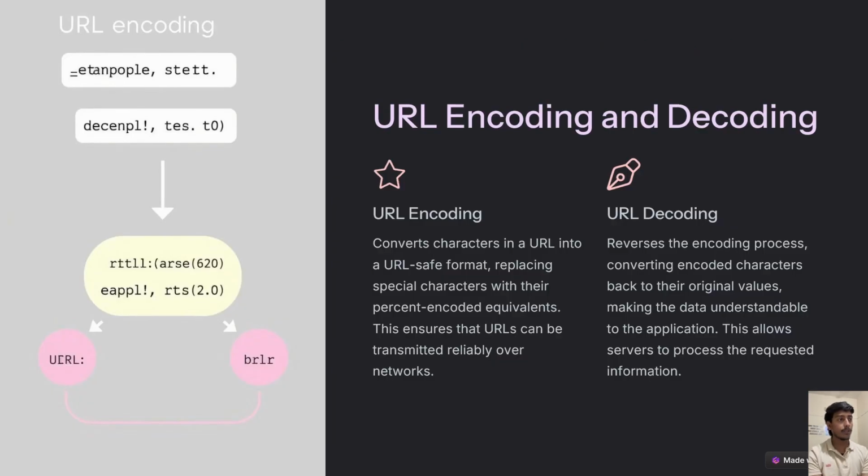Now we will move to URL encoding and decoding. What is URL encoding? It converts characters into a URL safe format, replacing special characters with their percent encoded equivalents. This ensures that the URL can be transmitted reliably over the network. URL decoding reverses the encoding process, converting encoded characters back to their original values, making the data understandable to the application. This allows the server to process requested information.